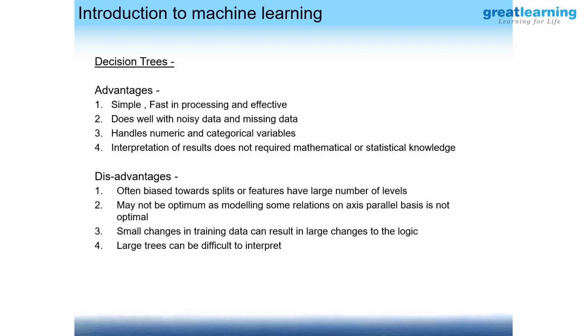Disadvantages, there are some which we need to be aware of. As I said, it's biased towards those columns which have a large number of cardinal values in them. Why? Because that gives the decision tree that much more room to experiment. This algorithm may not be very optimal in modeling relationships because this is an axis parallel algorithm. Let me tell you what it means. Simple, nothing to worry.